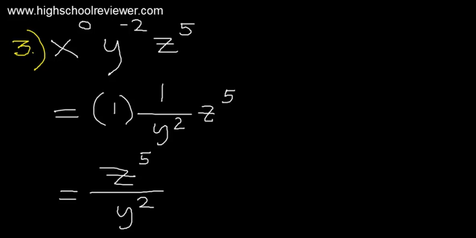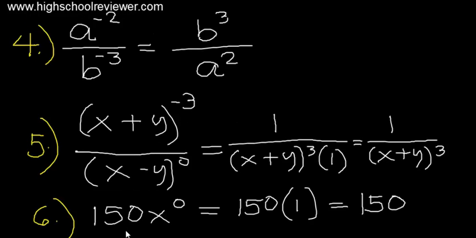Number 3, we have x raised to 0, y raised to negative 2, and z raised to positive 5. Since z has a positive exponent, it will be retained on the numerator, and then x raised to 0, this is equal to 1, and y raised to negative 2, from the numerator, this will now become the denominator, and the negative exponent will become positive exponent. Our final answer, we have z raised to positive 5 all over y raised to positive 2.